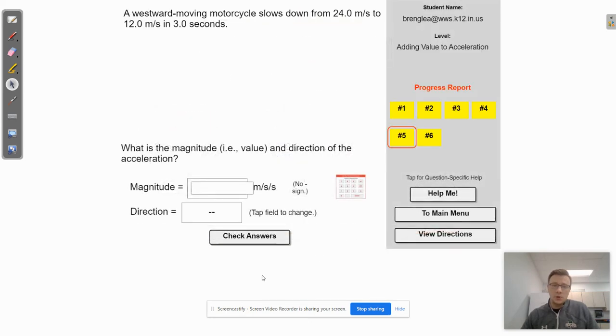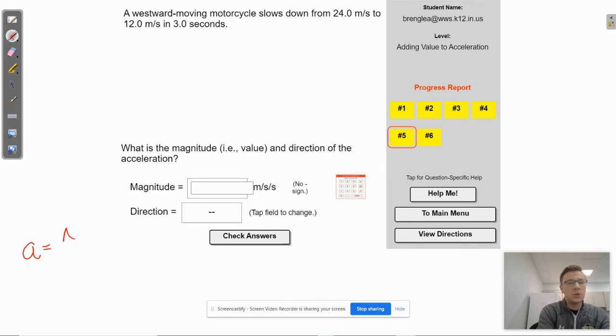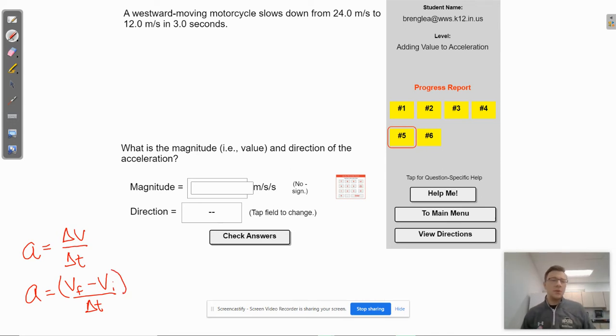value to acceleration. So with this one, we do need to remember that acceleration is equal to change in velocity over change in time. And another way to write that would be that the object's final velocity minus the object's initial velocity, over the time interval. We'll put parentheses around this, okay? So that's the equation that we'll be using because this is actually having us calculate the acceleration.